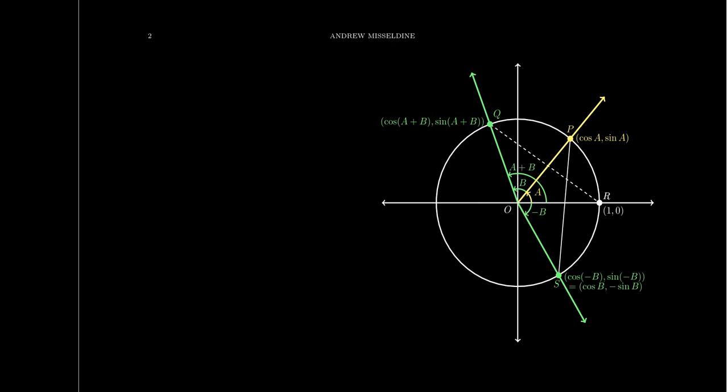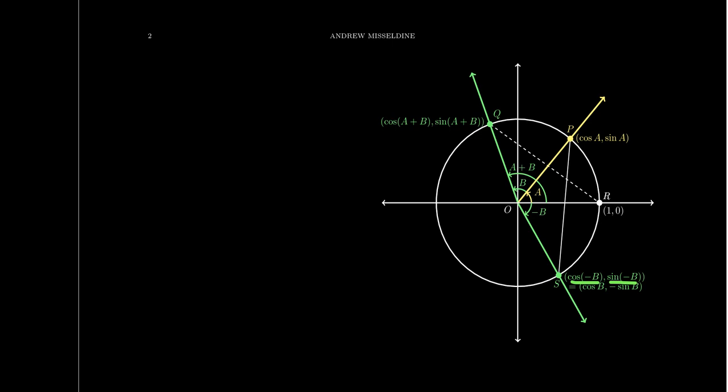Therefore, the coordinates of this point on the unit circle, let's call the terminal point here S, right? P was the terminal point for angle A, Q was the terminal point for angle A plus B, and S is going to be the terminal point for angle negative B. So the x-coordinate will be cosine of negative B, and the y-coordinate will be sine of negative B, since we're on the unit circle.